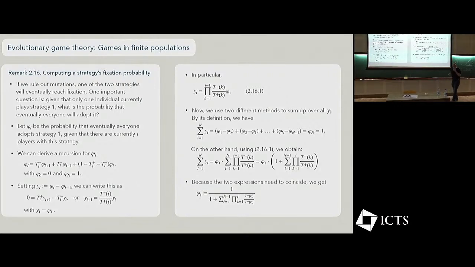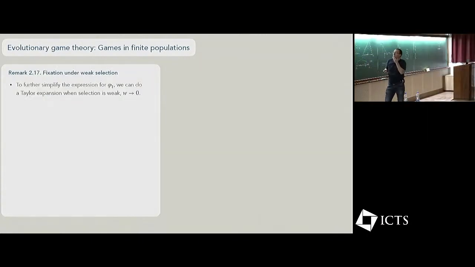So what people sometimes do then, to get expressions that are more explicit in the payoff values, is look at this limit of weak selection. Remember, previously I had this map that translates payoffs into fitness. This map was just a linear map of some baseline fitness plus W times payoff. And now what you assume is that W becomes very small. And why would you do this?